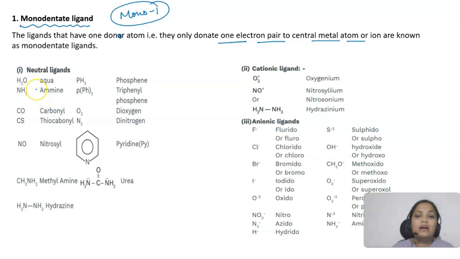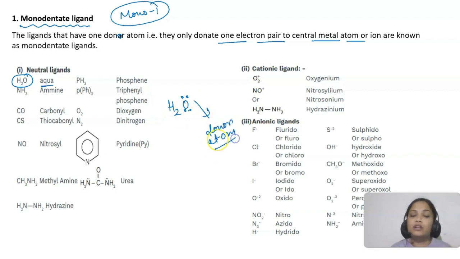For example, we have different types: neutral, cationic, anionic. Neutral ligands are not having any charge, cationic ligands have positive charge, anionic ligands have negative charge. These are the names also that are given to the ligands. Like if we take water as a ligand, we will be calling it aqua. In water, which one is the donor atom? You know that oxygen is the one which has the lone pair, so oxygen will be the donor atom in this case. Only one donor atom, no donor atom apart from oxygen. Similarly in NH3, ammine, nitrogen will be the donor atom, right?